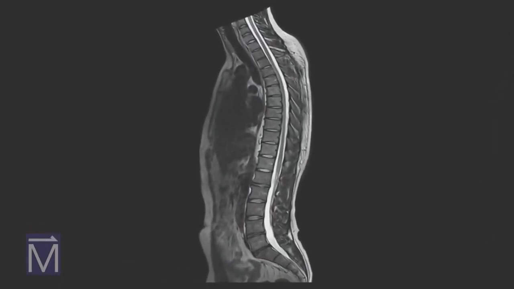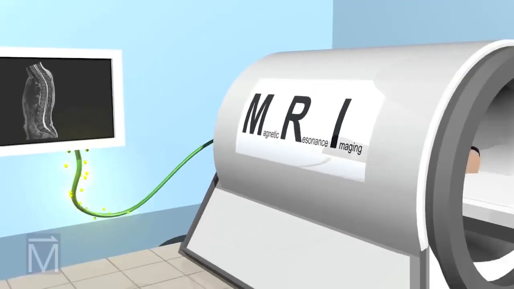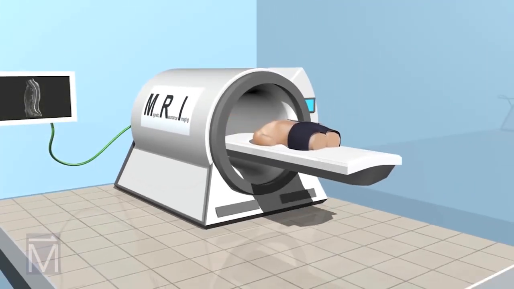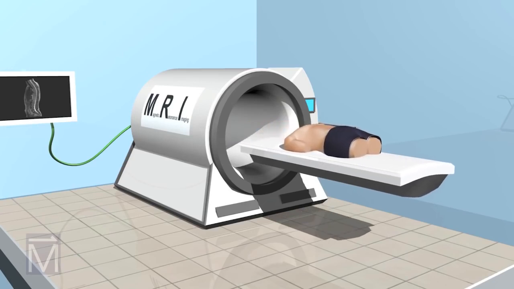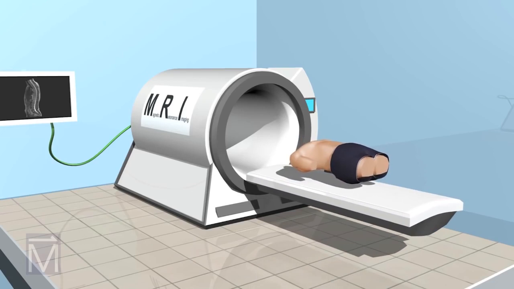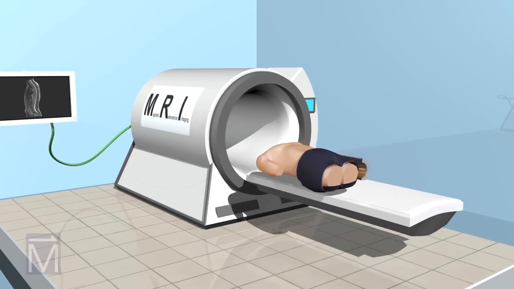Tissue with less water in it will have fewer hydrogen protons to emit signals back to the RF coils. Those areas appear darker on MRI scans. The varying signal strengths get translated into various shades of gray, which radiologists recognize as different types of tissue on the scan.